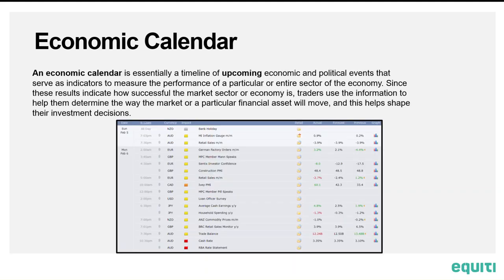So let's take a look at the economic calendar. This is the Forex Factory economic calendar, and it's essentially a timeline of upcoming economic and political events that serve as indicators to measure the performance of a particular or entire sector of the economy. Since these results indicate how successful the market sector or economy is, traders use this information to help them determine the way the market or a particular asset or product will move. This will help shape their investment decisions.